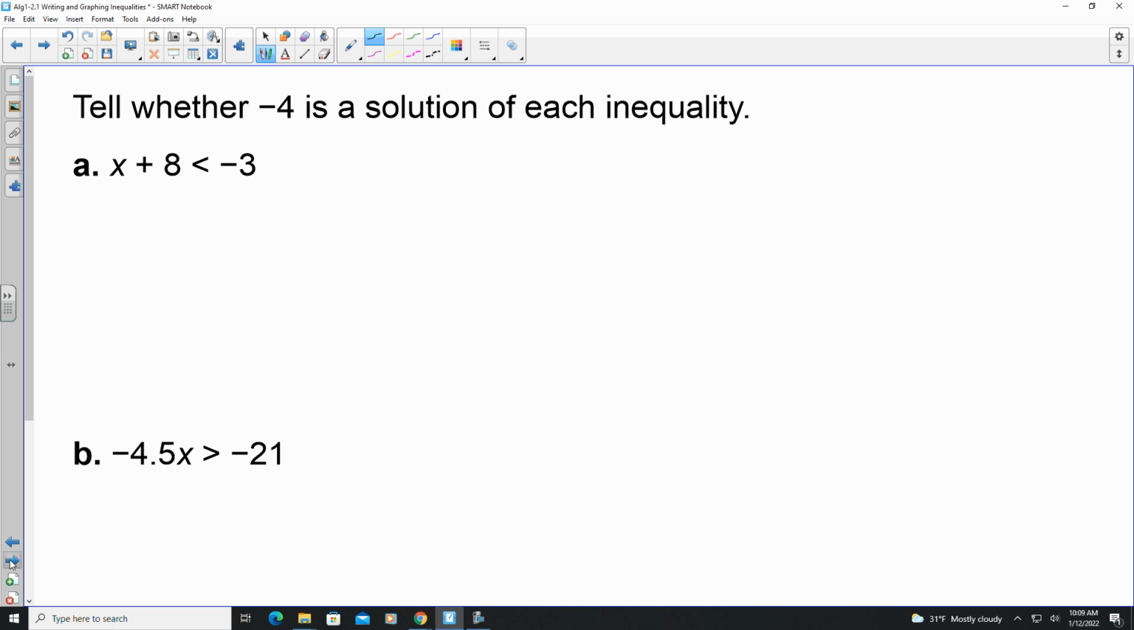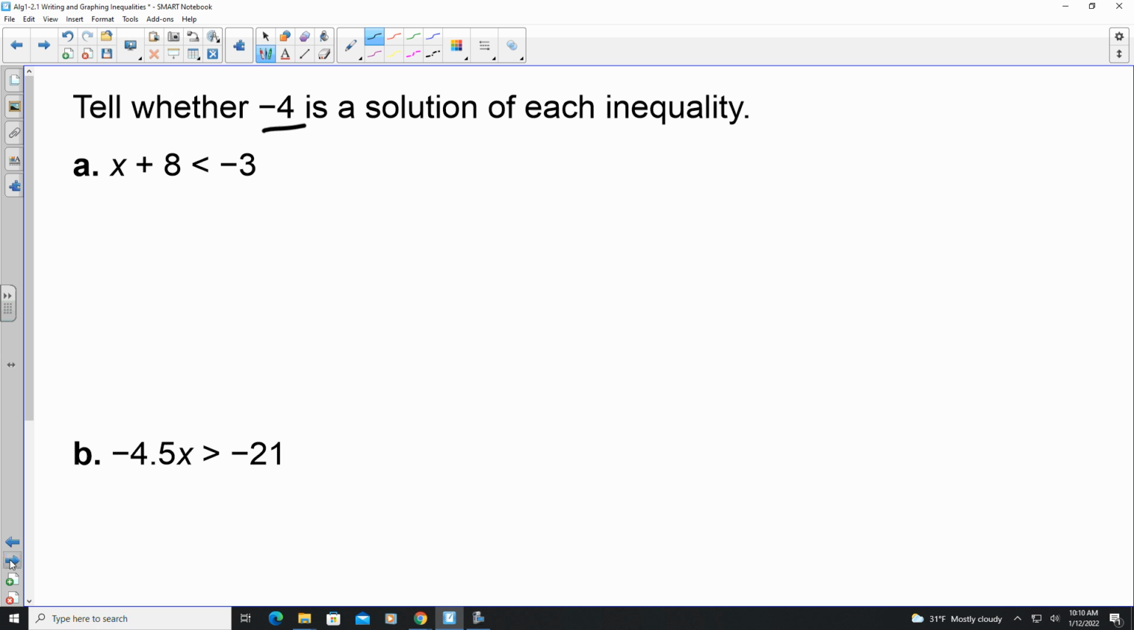Now, this portion here says, tell whether -4 is a solution for each inequality. Essentially, you are going to replace the variable with -4, and then you're going to work it out, and eventually you're going to have a number on the left side of the inequality and a number on the right side, and then you have to determine whether it is in fact a true statement or not. If it's a true statement, you can say that -4 is a solution. If it's not a true statement, -4 is not a solution.